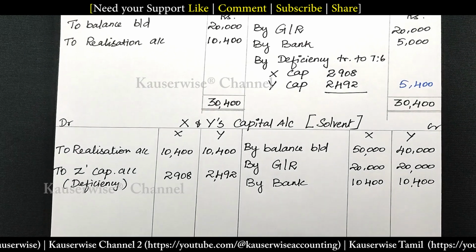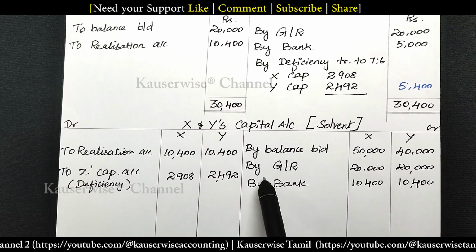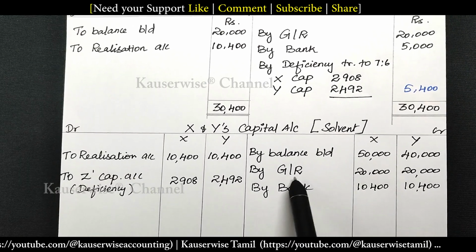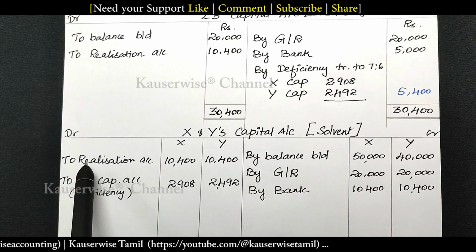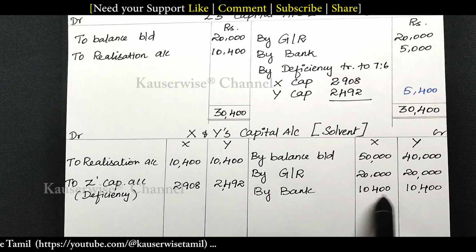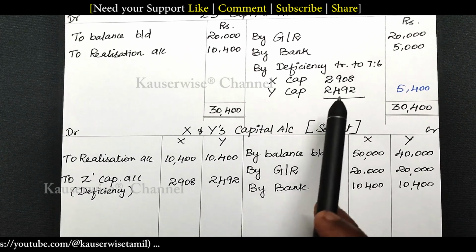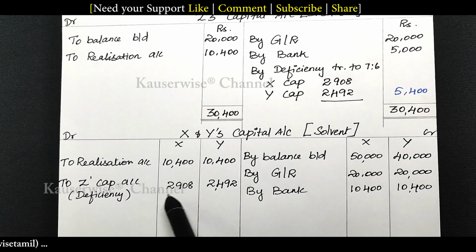That's all. We have entered all the transactions. We started with the opening balance and we have transferred the accumulated profit, that is the general reserve. And we have debited the realization loss. That realization loss was contributed by the solvent partners, and we have transferred the insolvent partner's loss to the solvent partners' capital accounts, debited.